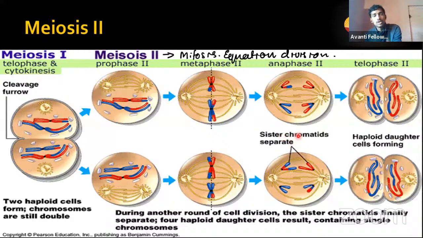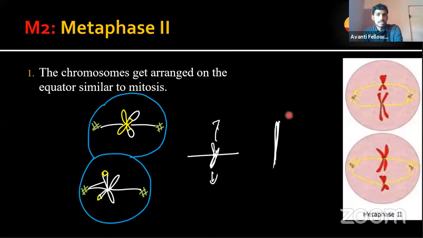Good question, Chayant. What's the difference between anaphase 1 and anaphase 2? In anaphase 1, the homologous chromosomes are moving away, right? And centromeres are not dividing at all. But in anaphase 2, the centromere is getting divided and the sister chromatids are moving away. Remember, in anaphase 1, homologous chromosomes are moving away. In anaphase 2, sister chromatids are moving away. That's the difference.